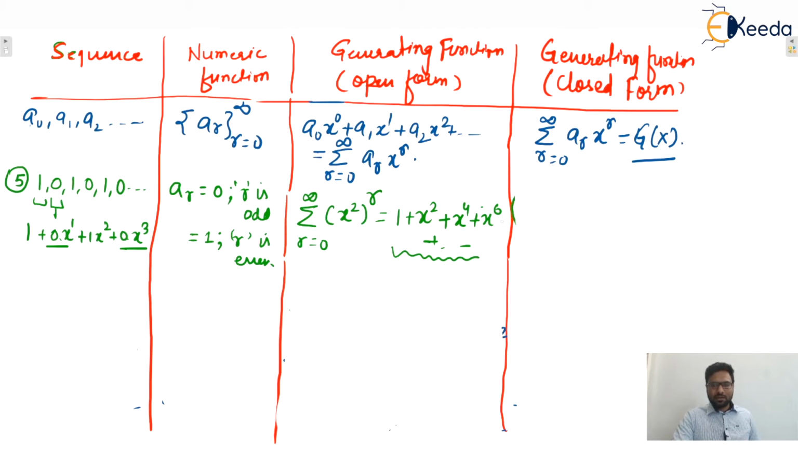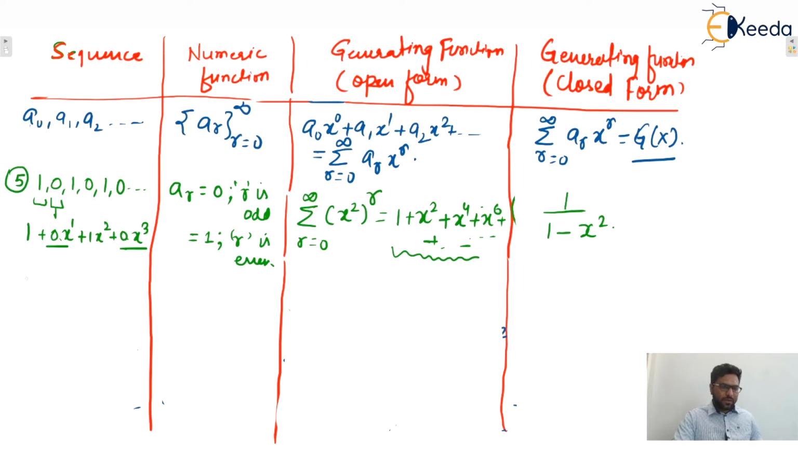So this will be the generating function. This is also an infinite GP series in which the common ratio is x square. So the sum will be a upon 1 minus r, that is 1 upon 1 minus x square. I hope this one is clear to everyone.